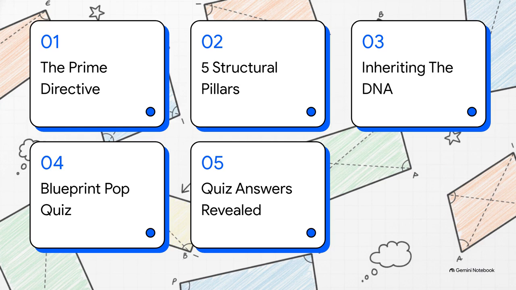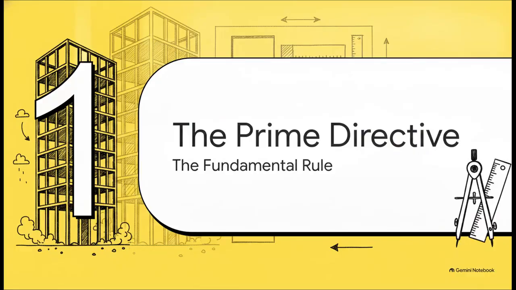Okay, so here's our roadmap for today. First, we'll cover the prime directive. Then, the 5 structural pillars. After that, inheriting the DNA. Then, we'll test your knowledge with the blueprint pop quiz. And finally, wrap up with the quiz answers revealed. Let's get to it. Section 1.